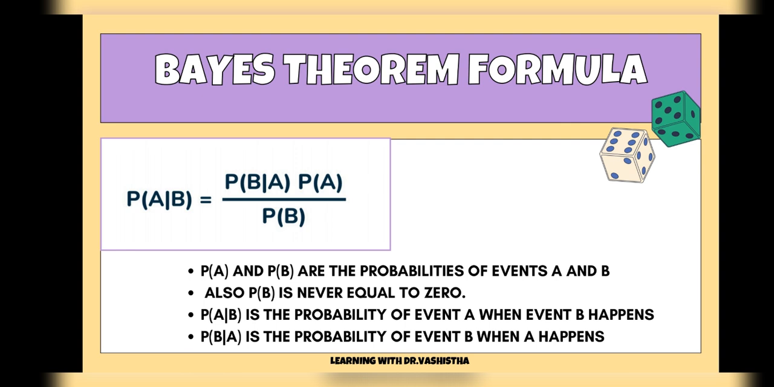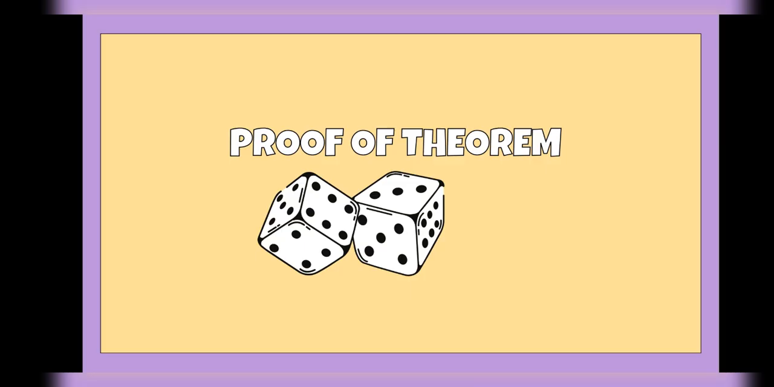P(A|B) is the probability of event A when B is given or B happens, and similarly P(B|A) is the probability of event B when A has happened. Let's now see the proof of this theorem.